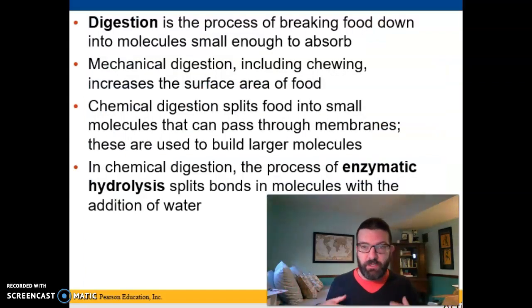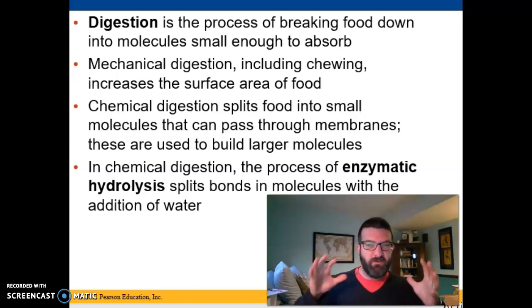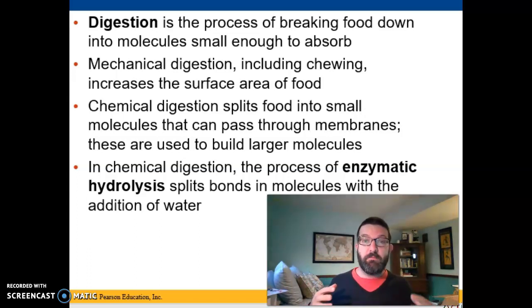After ingestion, we get to digestion. So this is breaking down food into small enough molecules that we can absorb them across the surface of our digestive tract. This includes mechanical digestion, which means you're just physically crushing and ripping something to make it smaller. But you're not undergoing chemical processes. You're not breaking chemical bonds.